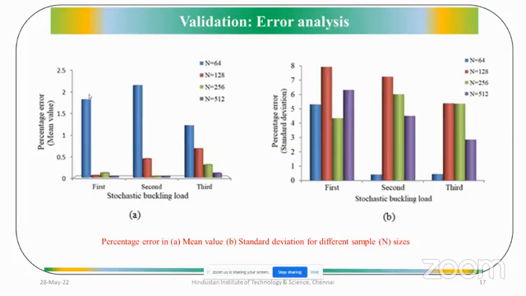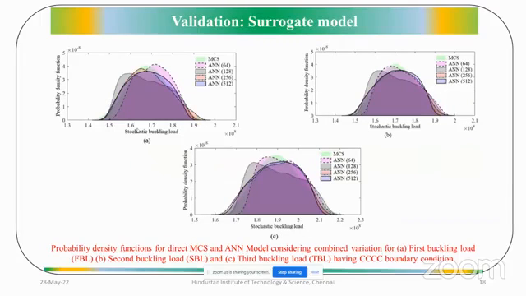So here from this figure, we can see that for 512 samples, the ANN is giving the best result, having a percentage error of less than 0.001%. So we can consider this 512 number of samples for the further analysis.